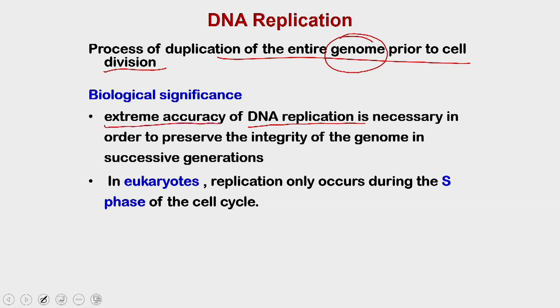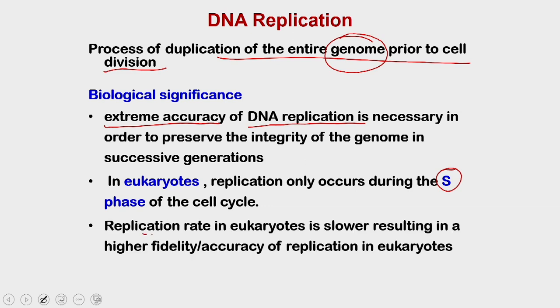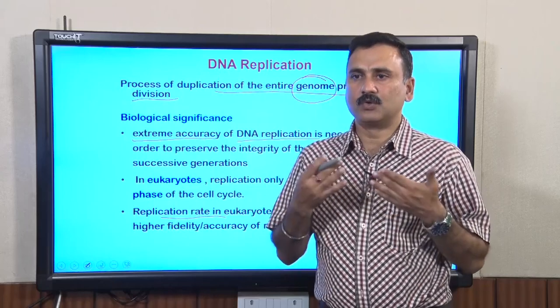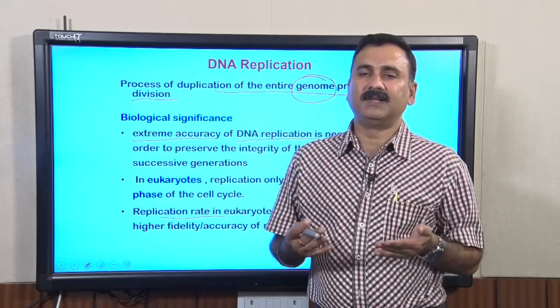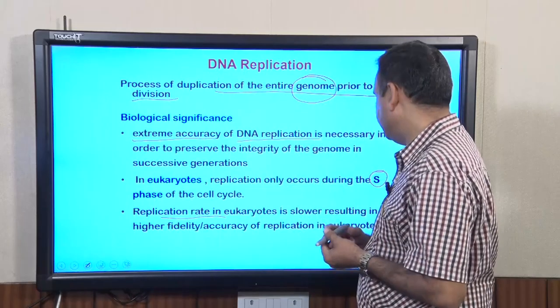As we discussed in the previous slide, replication only occurs during the S phase, which is called the synthesis phase of the cell cycle in eukaryotes. As eukaryotic cells are slow growing and their growth or duplication rate is lower, DNA synthesis is also slower in eukaryotic cells compared to prokaryotic cells.